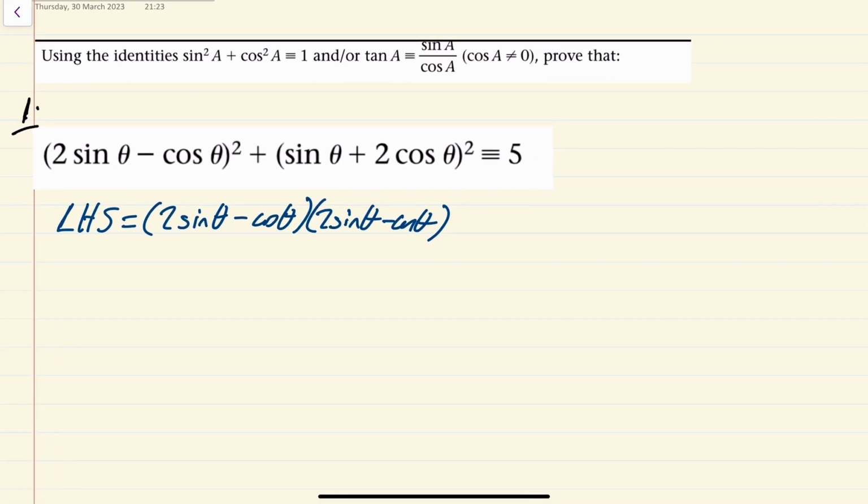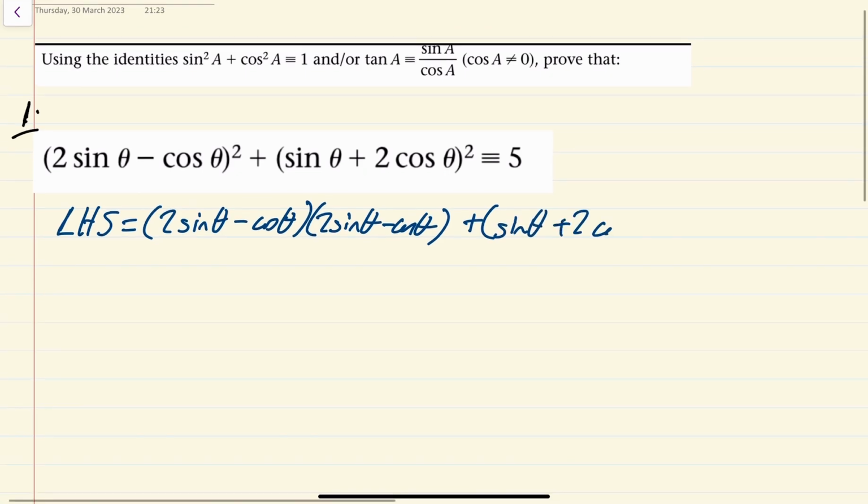We've got our (2 sine theta minus cos theta) squared. So that means (2 sine theta minus cos theta) times (2 sine theta minus cos theta). Then plus, we had (sine theta plus 2 cos theta) times (sine theta plus 2 cos theta).